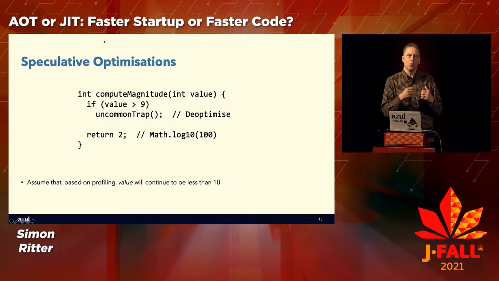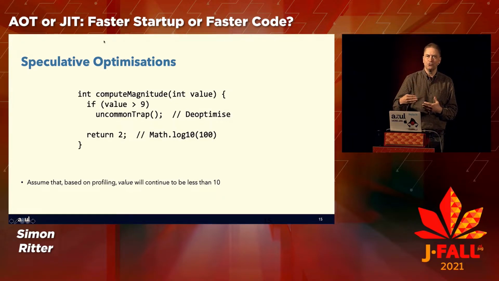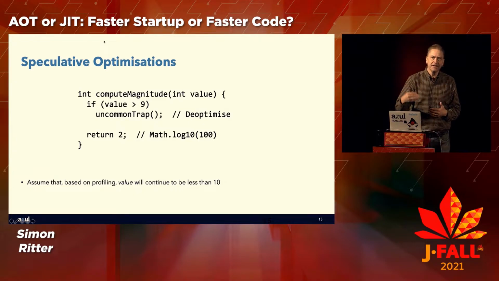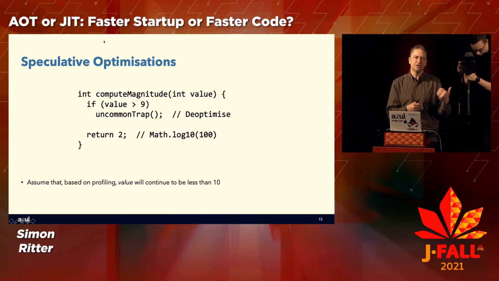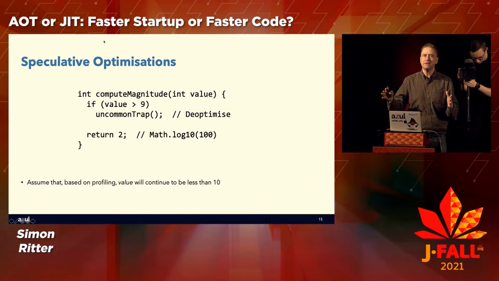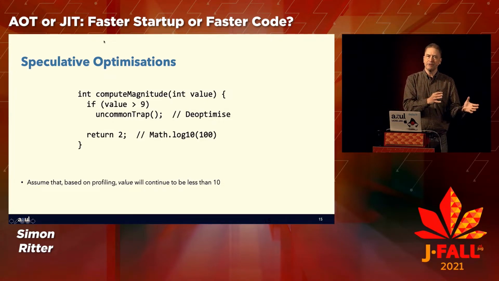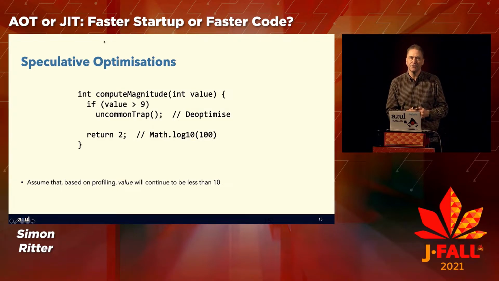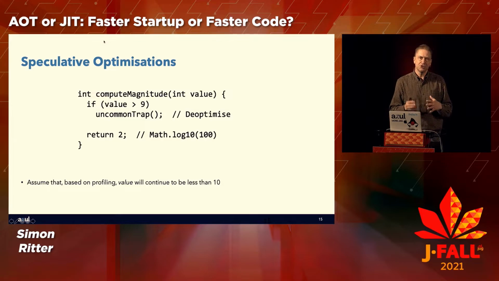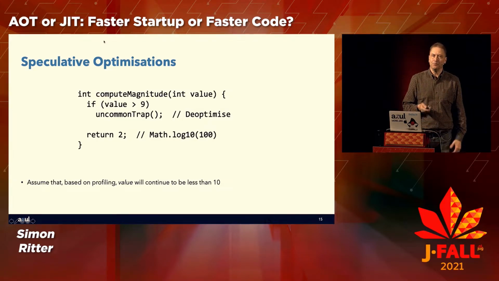Now, clearly, we have to handle the situation where we do have a value greater than 9. If that happens, we jump to a method called uncommon trap, and what that says is, we made a mistake, let's throw away the code that we compiled and recompile it based on the fact that we need to handle both branches of that if statement. So this is where we get a de-optimization, and de-optimizations are what we really don't want to happen, because obviously we're throwing away code and then having to recompile.